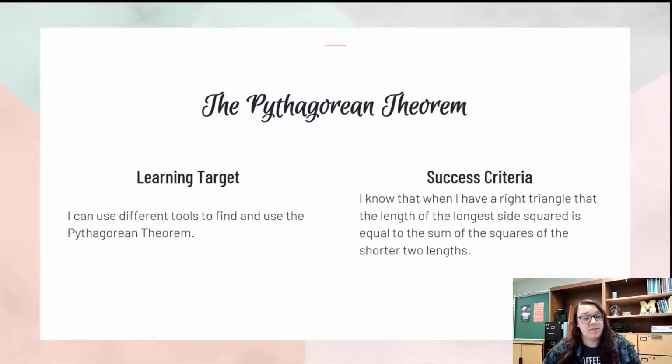Your learning target for today is you'll be able to use different tools to find the Pythagorean Theorem, and you know that when you have a right triangle, you're successful when you know that the two smaller sides squared and summed equal the square of the larger side. Let's jump in. It's kind of cool how we're going to come upon this.